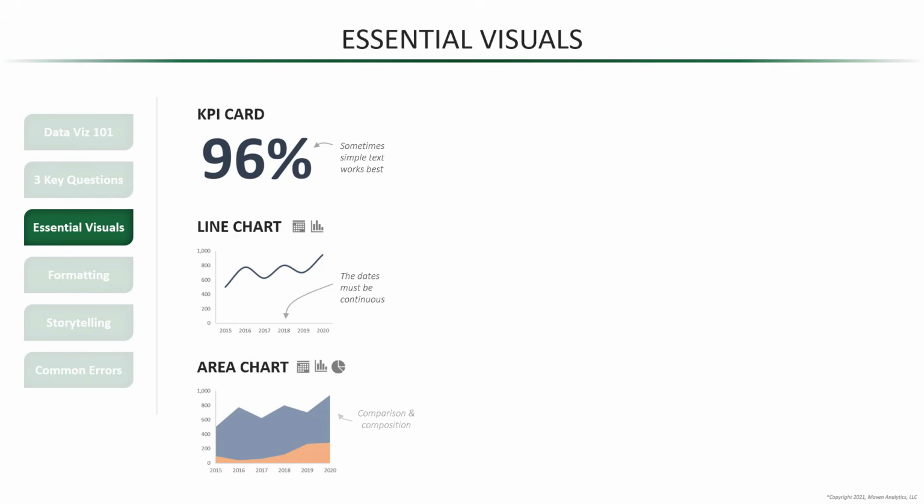Now, if you want to show composition as well as comparison over time, then you can use a stacked area chart. And what this does is show the overall trend with the highest line, or the roof, and then it shows how the composition of its elements has changed in that time by using the different colors or areas.